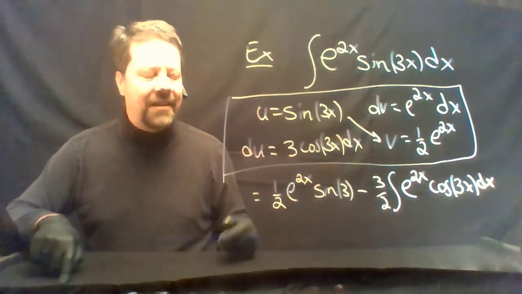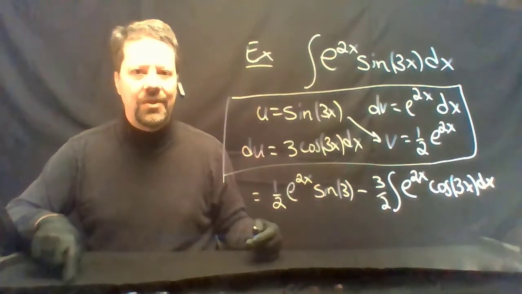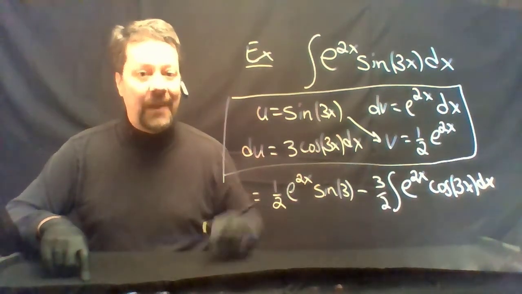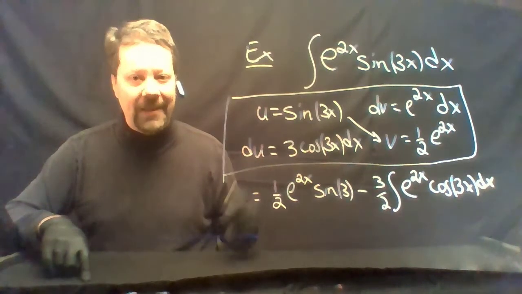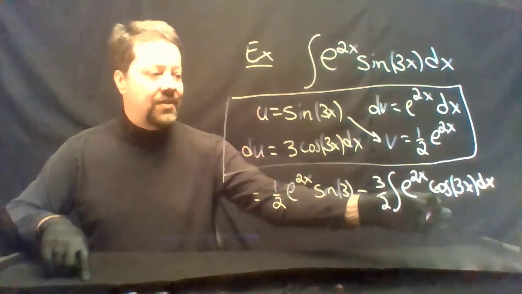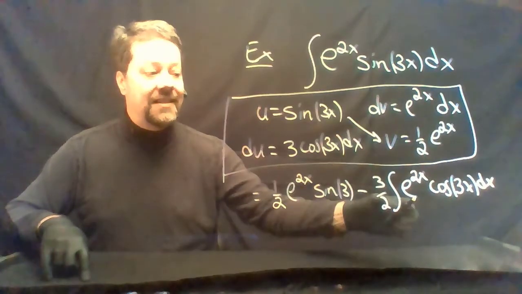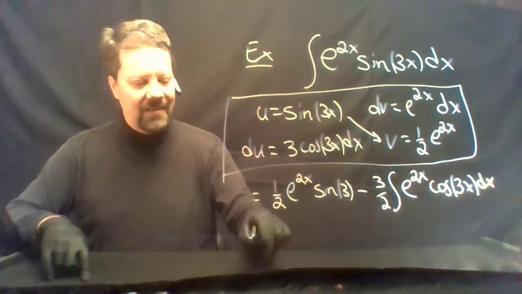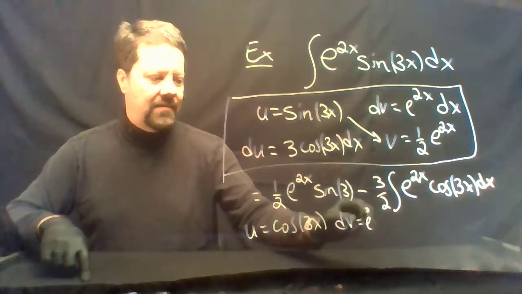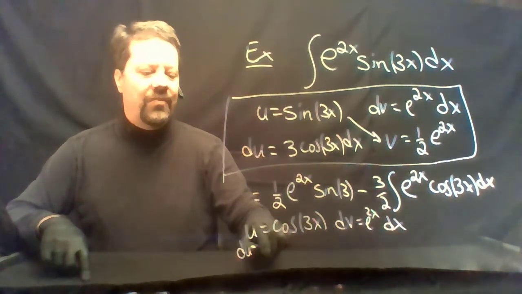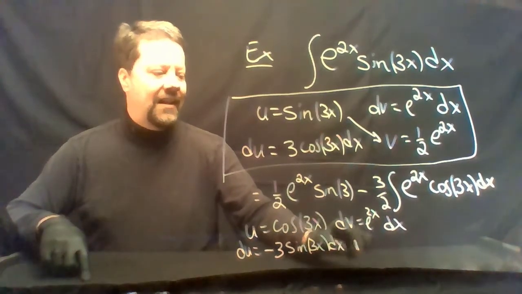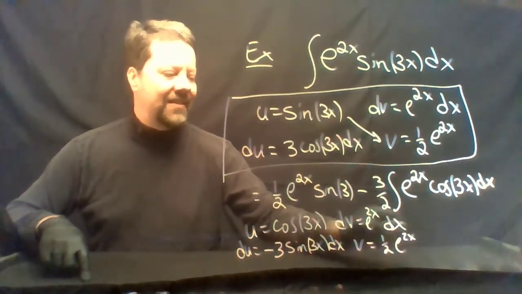In the second step, we have to be careful that we use the same type of substitution. If the exponential part was part of dv, then the exponential part needs to be part of dv again. Otherwise, we'll just undo what we did and get what we began with. We don't want that to happen. We don't want to waste our efforts. So we need to make the substitution u is cosine 3x this time, and dv is e to the 2x dx. Du will be minus 3 sine of 3x dx, and v will be 1/2 e to the 2x.